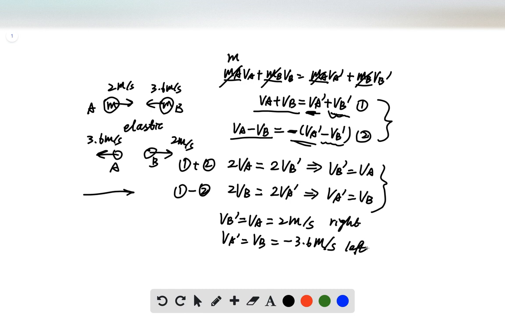This special exchange of speed happens every time you have a perfectly elastic collision between two objects of equal mass. After the collision, you just switch their speeds. And that is an easy shortcut that you can use in the future.